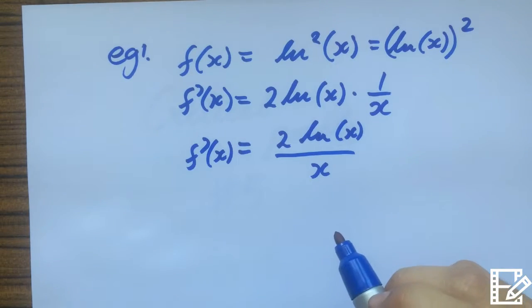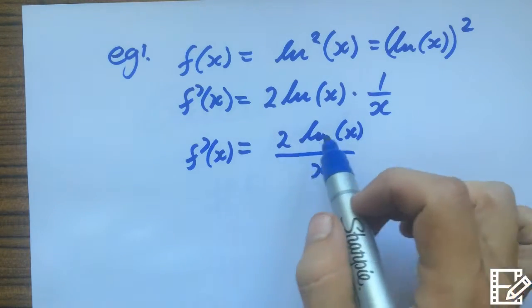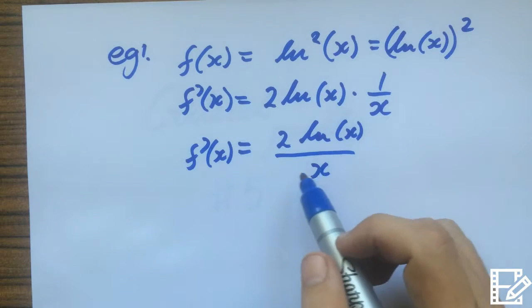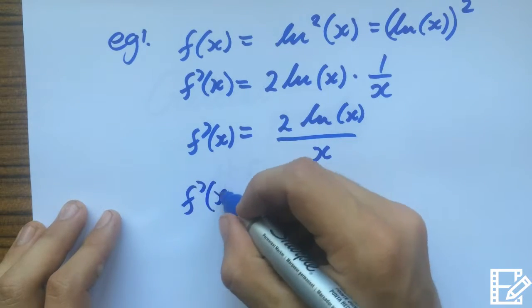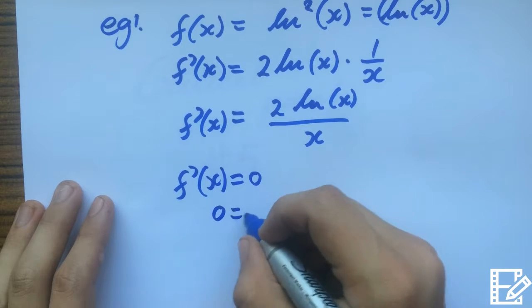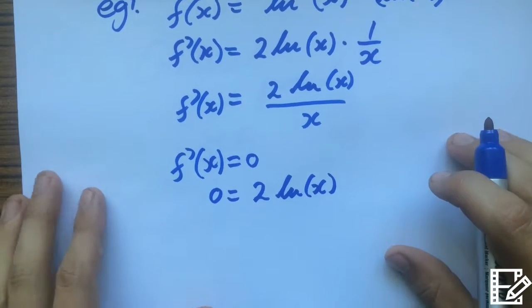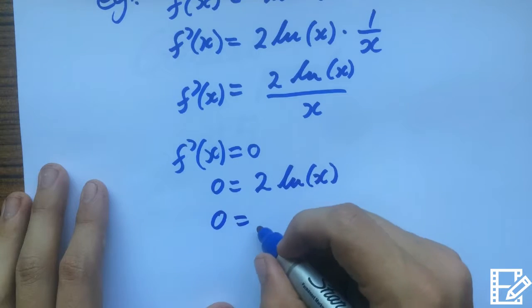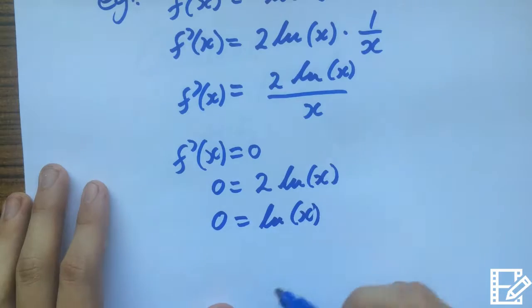Okay, now what we're going to do is set the derivative to 0, which will help solve the top, and then we're going to set the derivative to undefined, which will help solve the bottom. So set the derivative equal to 0, which then will be 2 ln of x equals 0. Okay, so we divide both sides by 2, and we get ln x equals 0, because 2 divided by 2 is 1, and 0 divided by 2 is 0.